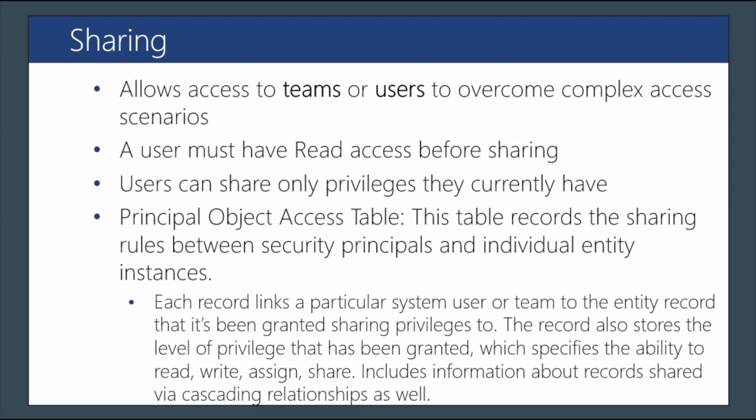The record also stores the level of privilege that's been granted, which is what specifies the ability for the user to read, write, assign, share. And it also includes information about the records that are shared via cascading relationships as well. This is an important aspect to be mindful of, because the cascade can have a very big impact on the number of records that are in your POA table.